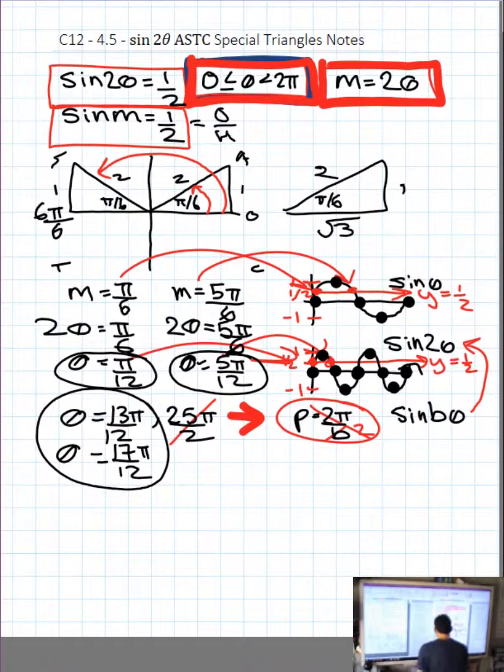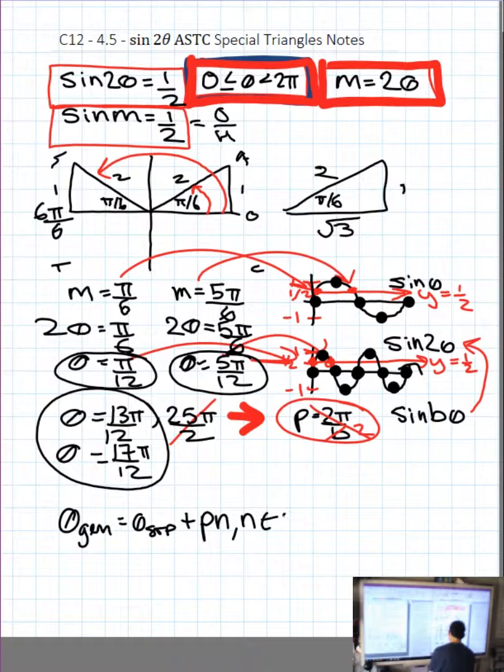So the general solution, remember: theta equals the first angle we got. Let me write out the actual general form. It's in the formula sheets, remember. Theta gen equals theta STP plus Pn, comma, n an integer. Now that is the formula. We need to remember that formula.